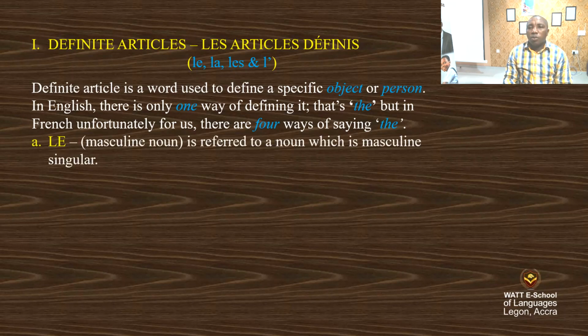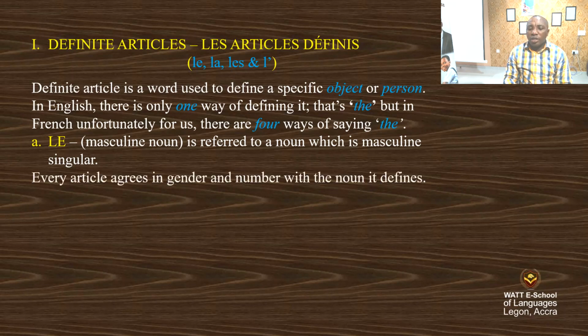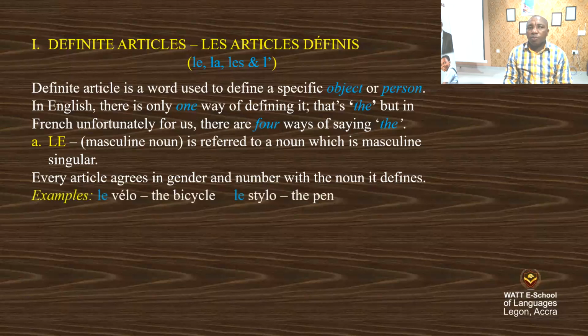Le. Le is used for masculine nouns. It's referred to a noun which is masculine singular. Every article agrees in gender and number with the noun it defines. Examples: le vélo, the bicycle, le stylo, the pen. All this that you are seeing now is also in your book. So when you get the year 7 book, as you read, you follow the video and you do the activities in the book.